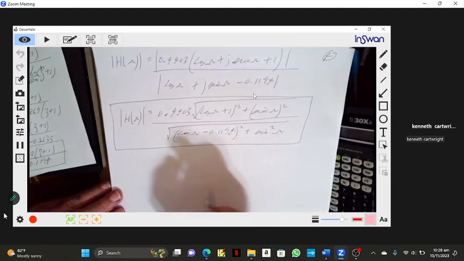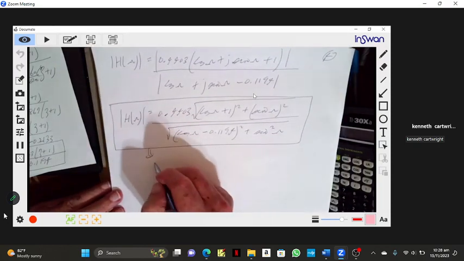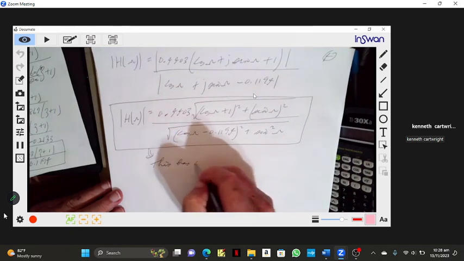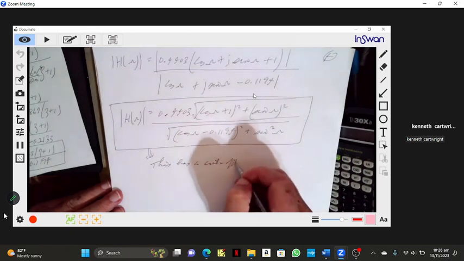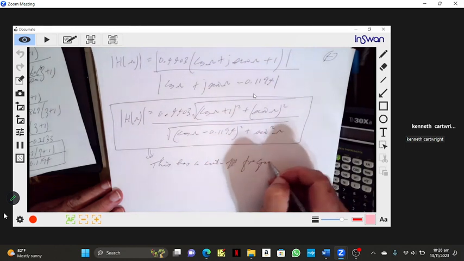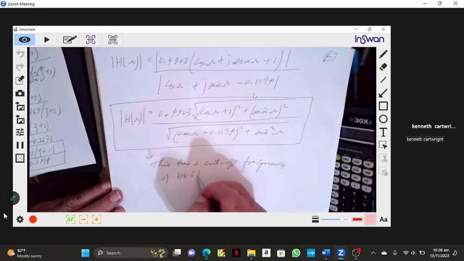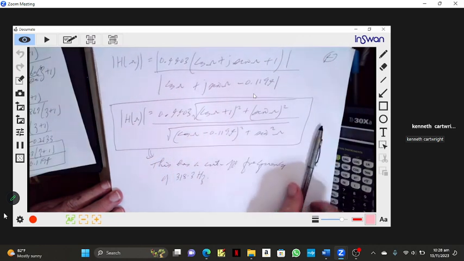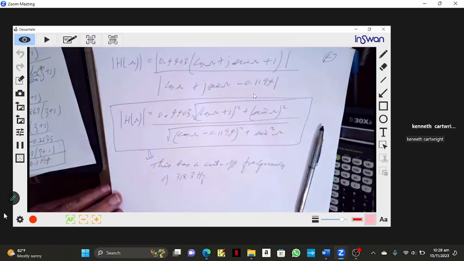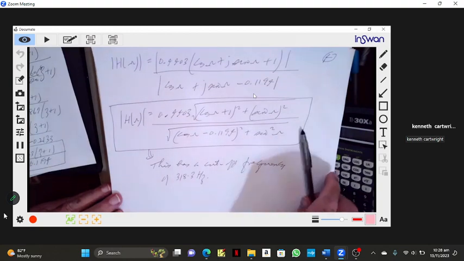And when we plot it, we should find out this has a cutoff frequency of 318.3 hertz. Any questions about this?